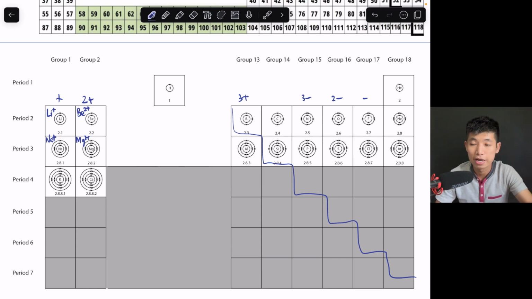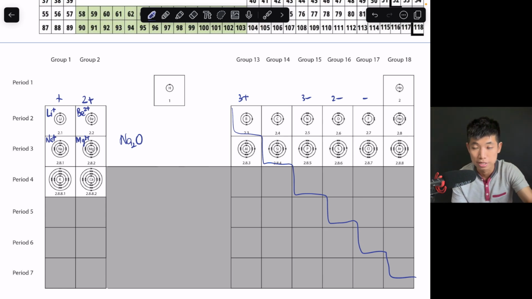And therefore, if I ask you to tell me what is the compound formed by a particular element, the formula of it, you are able to predict. So if I ask you, what is the formula of the oxide of sodium, you straight away will know it's Na2O because sodium forms the +1 ion. Then oxide, you know, is the 2- charge ion.